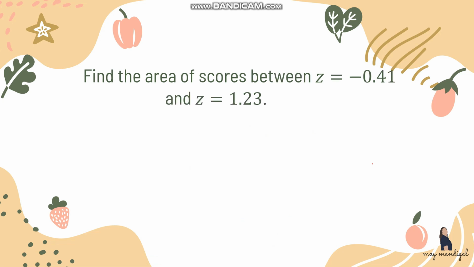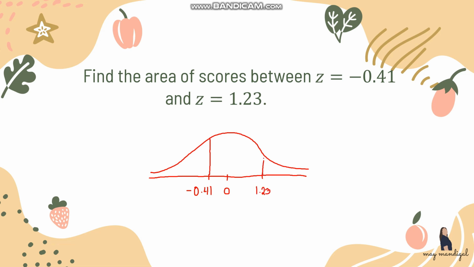Next, find the area of the scores between z equals negative 0.41 and z equals 1.23. So this time we're given two z-scores and we have to identify the area between the two. So again, it's better if you will illustrate. So you can illustrate the curve and then let's write the z-scores. So this is 0. We have negative 0.41, so it's on the left of the mean. And then we have 1.23. So let's say it's here, 1.23, this one.